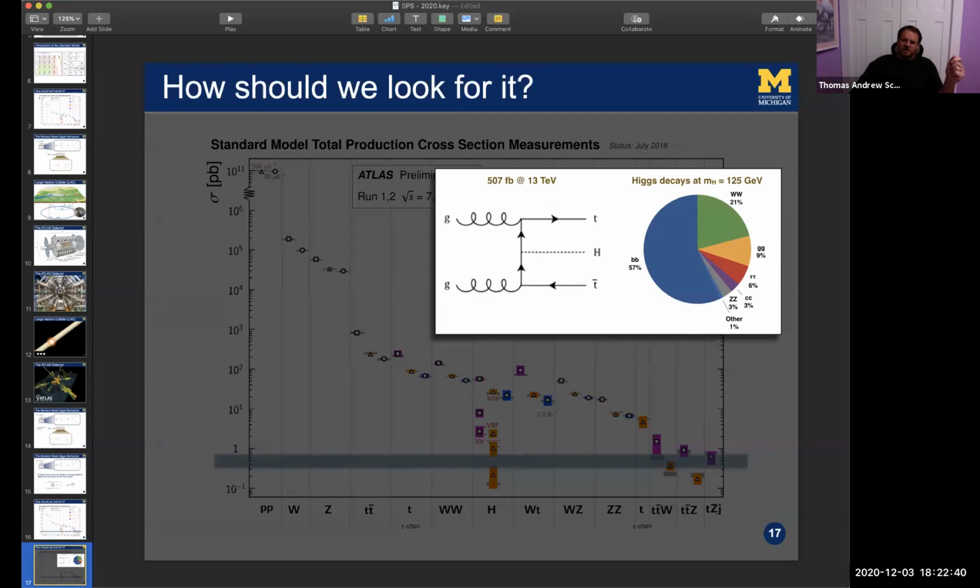But even though it's very, very rare, it has a very clean signature. So we can really get rid of all that extra junk that we don't want and focus only on the stuff that we do, which is Higgs to photons.